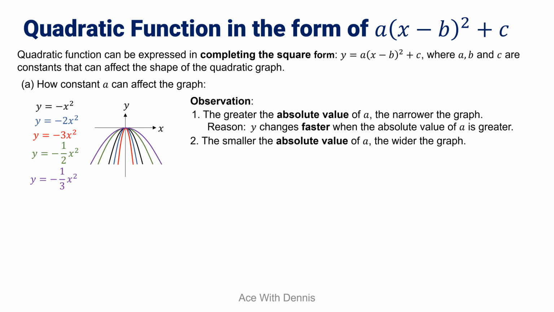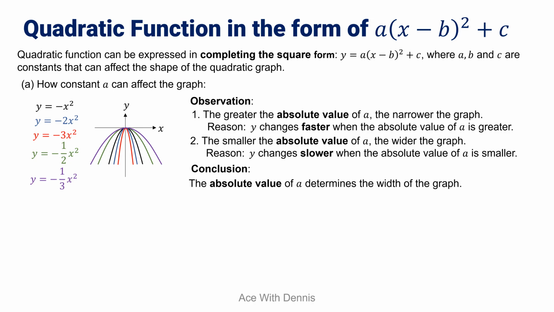Number 2. The smaller the absolute value of a, the wider the graph. The reason is because y changes slower when the absolute value of a is smaller. The conclusion that we can make from here is that the absolute value of a determines the width of the graph.